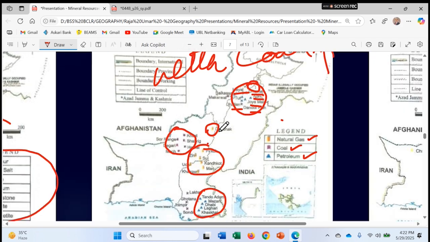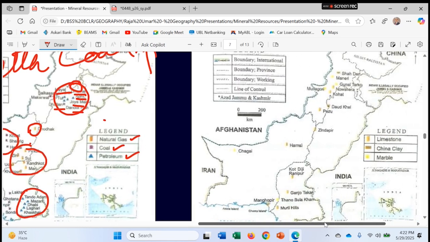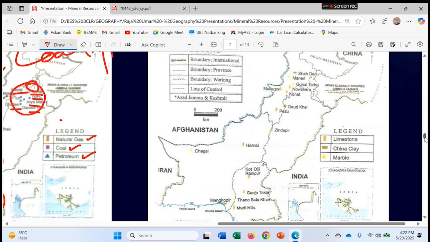So it means that for oil, the Potwar region is really very important, and southern Sindh is really very important, and southern Sindh is important for coal as well, in what we call the Thar coal, and here we have the Quetta coal fields. So all these are important regions for the extraction or the availability of the fossil fuels in Pakistan. Now moving on to the next one.